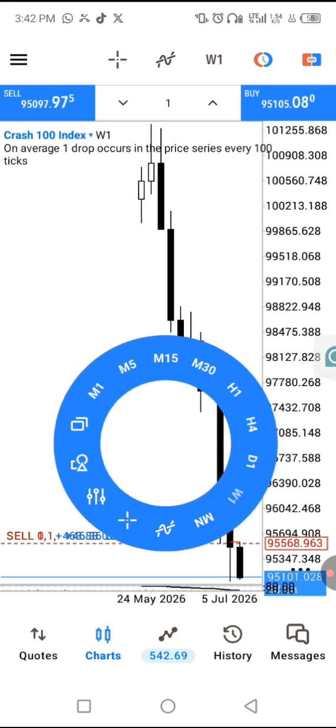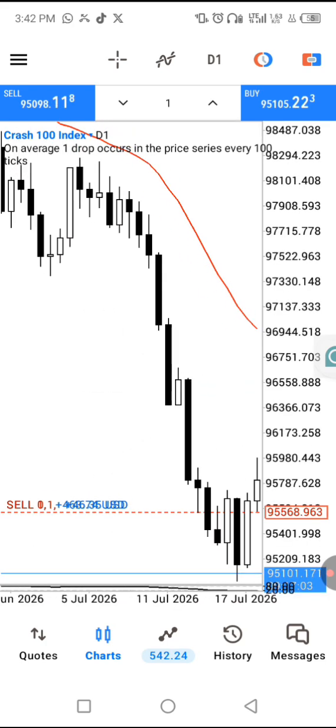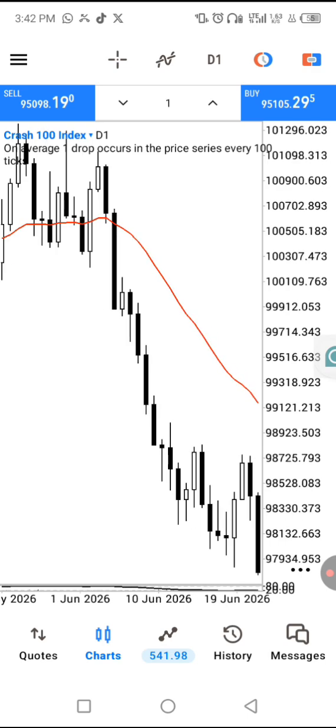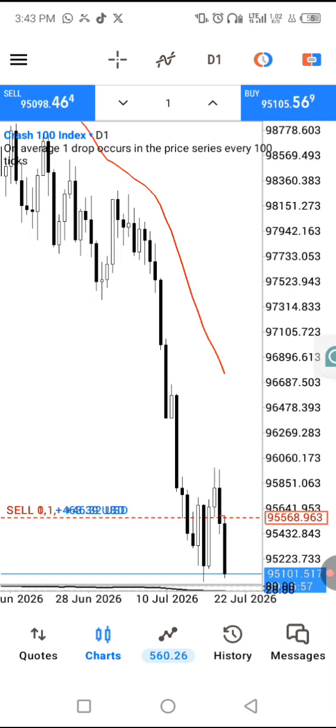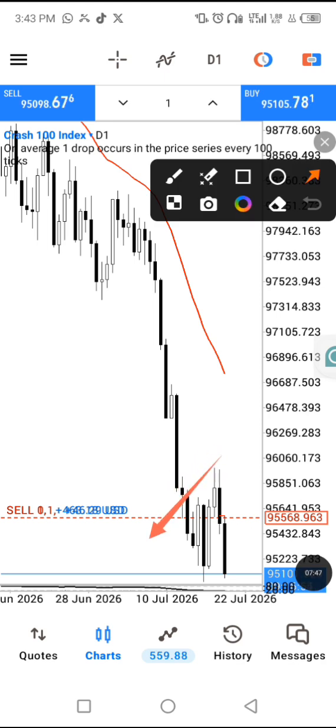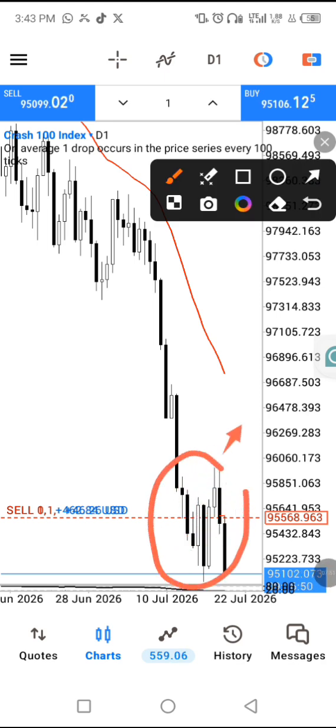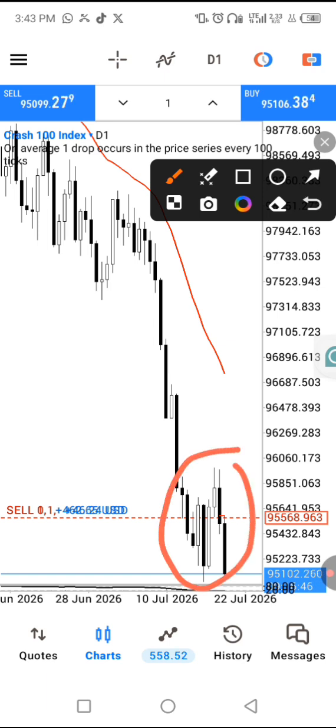Then if you go to the daily time frame, you'll still see that this market has been selling for a very, very long time. But now at this particular zone, there was a form of accumulation. There's a form of accumulation in this particular zone.